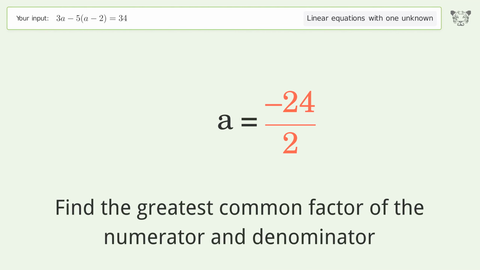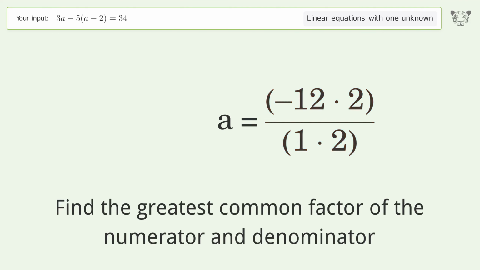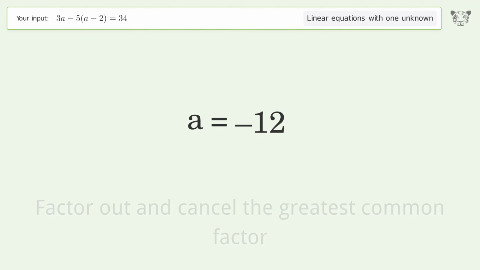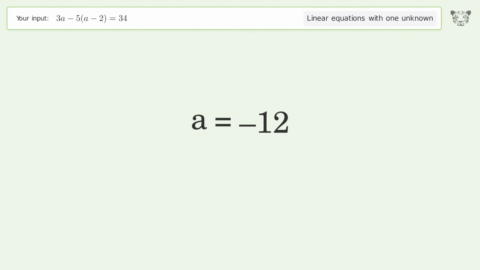Find the greatest common factor of the numerator and denominator. Factor out and cancel the greatest common factor. And so the final result is a equals negative 12.